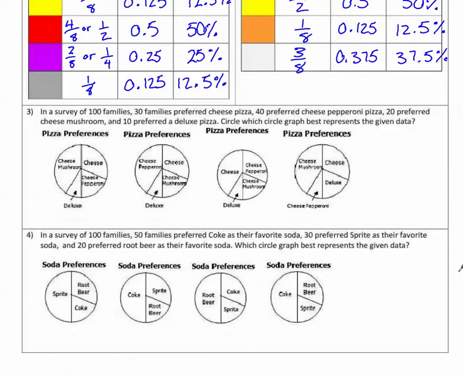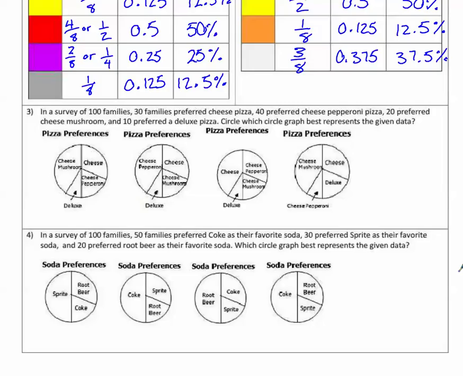All right, let's scroll down. Let's practice interpreting some. So let's look at number 3, and then you can do number 4 on your own. In a survey of 100 families, 30 families preferred cheese pizza, 40 preferred cheese pepperoni pizza, 20 preferred cheese mushroom, and 10 preferred a deluxe pizza. Circle which circle graph best represents the given data.